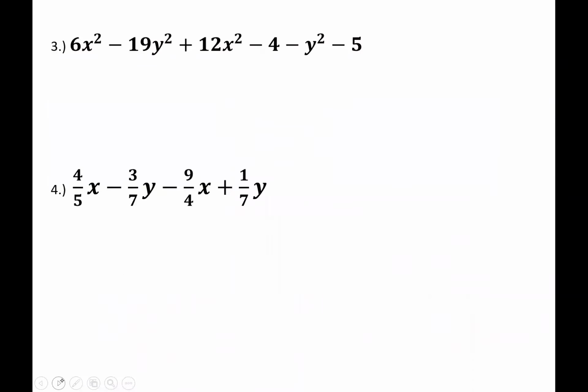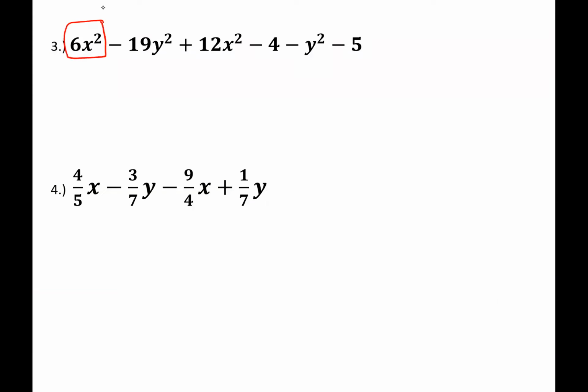Now we'll get to some slightly harder examples. We're on the next slide now. This is number 3. This is a longer problem and it has more terms. 6x squared minus 19y squared plus 12x squared minus 4 minus y squared minus 5. So I think that's 6 different terms that we have. So let's start collecting like terms or combining like terms.